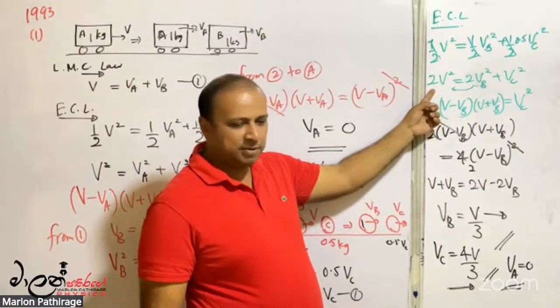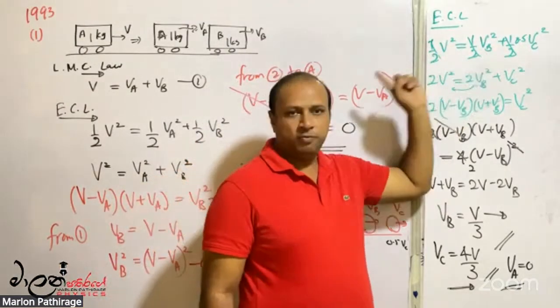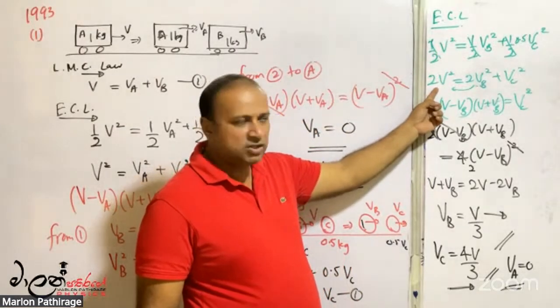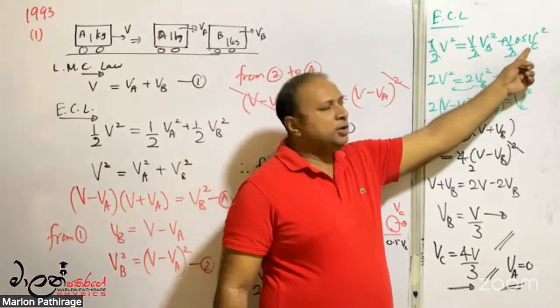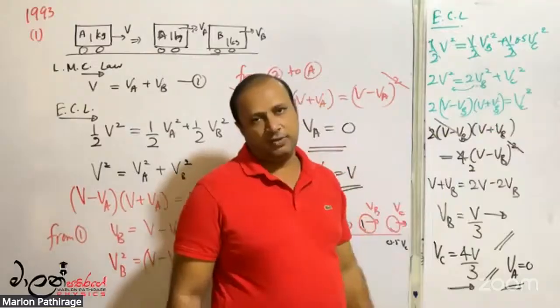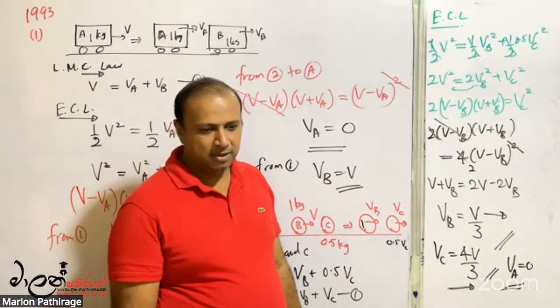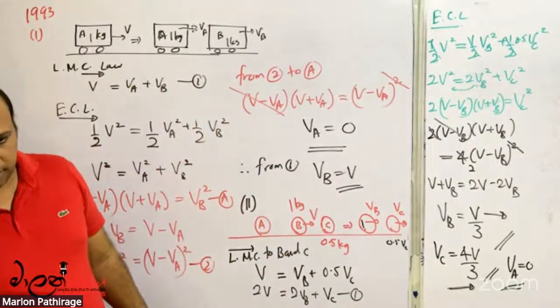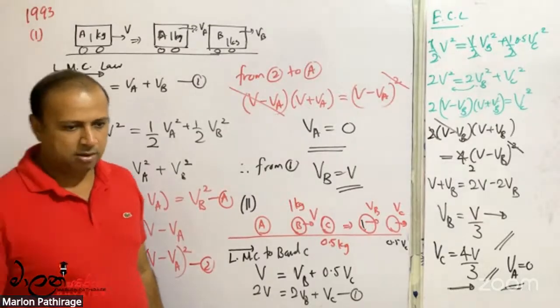Then the second step is multiplying every term by 2. So if you multiply every term by 2, this will be 2v squared, 2vb squared, and 0.5 into 2 means vc squared, it will be 1 with it. That's why I have multiplied it by 2, to eliminate the half. Right.